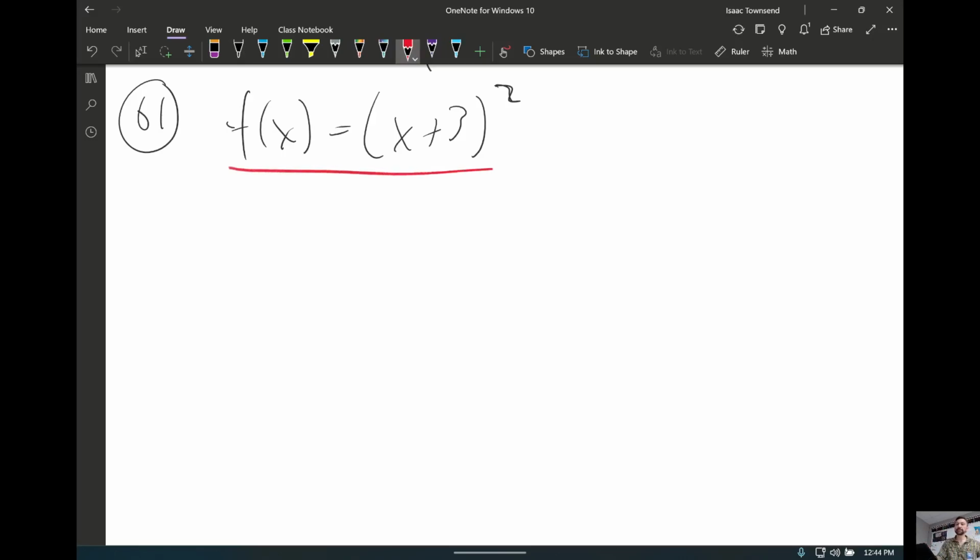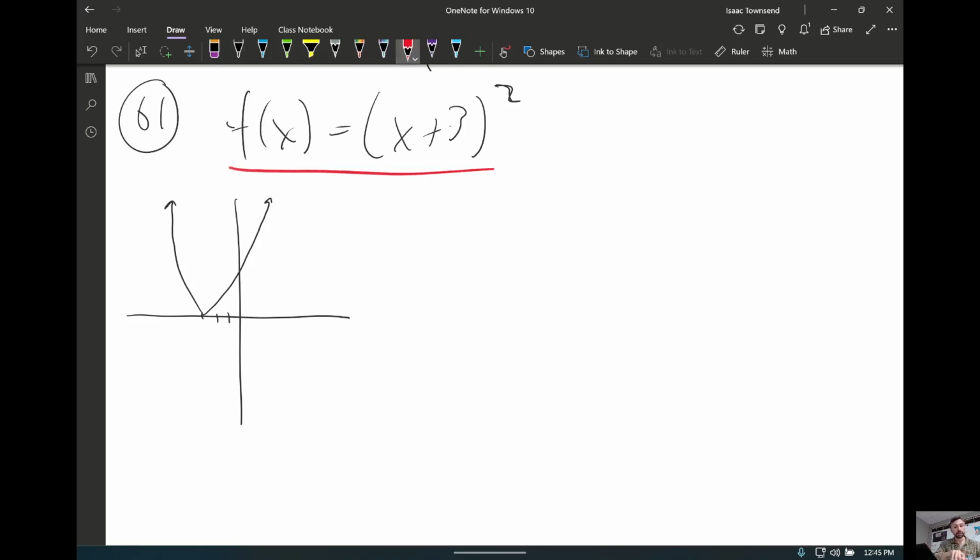Well, to know if this has an inverse would mean that it would have to pass the horizontal line test. So if you graph this, this is going to look like x squared shifted left 3. So if you're only paying attention to that part of the question, you would say no, this doesn't have an inverse because it doesn't pass the horizontal line test.